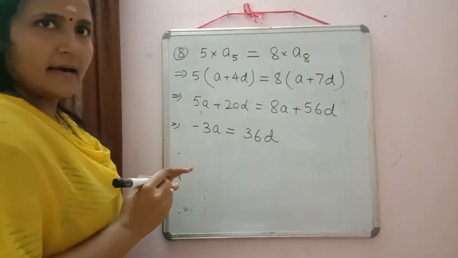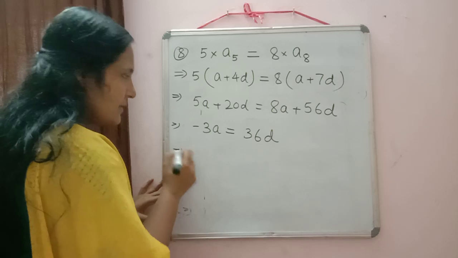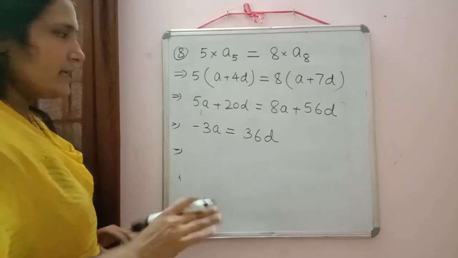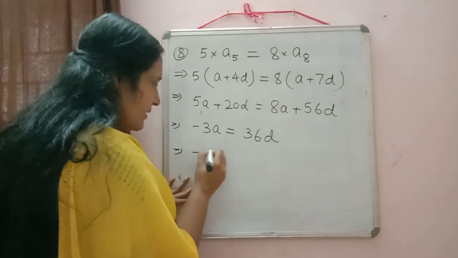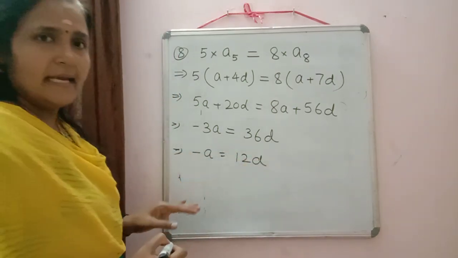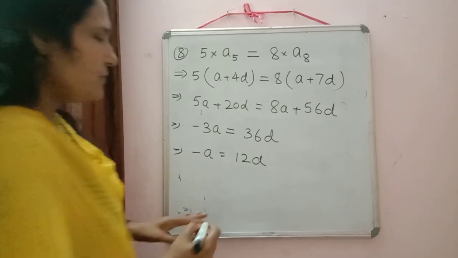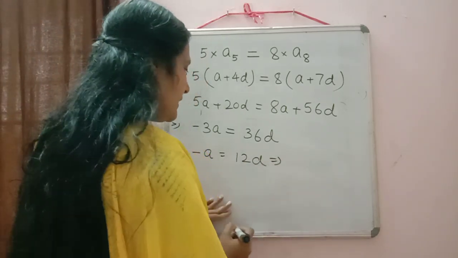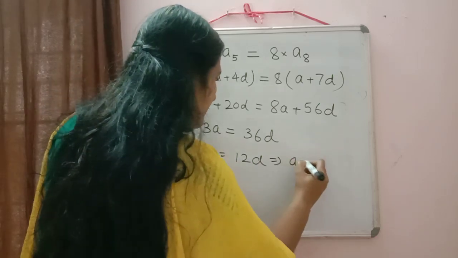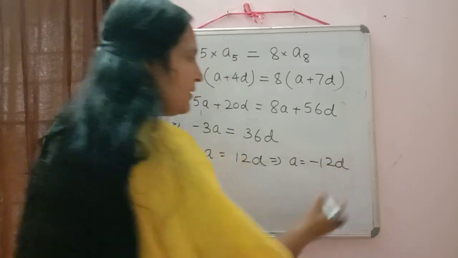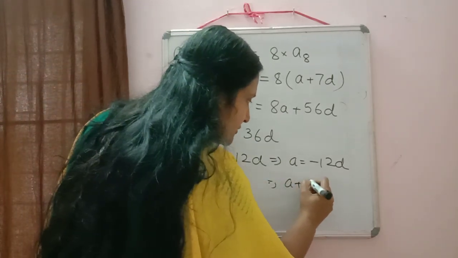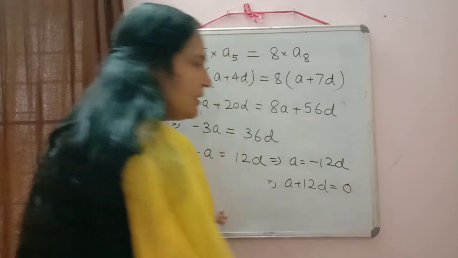36D. Correct? Okay. As we can check, both the terms are divisible by 3. So we can cancel it by 3. So it will be minus A is equal to 12D. Minus A is equal to 12D, or what you can write here, I am multiplying it by the negative sign. So it will be A is equal to minus 12D, or A plus 12D is equal to 0.